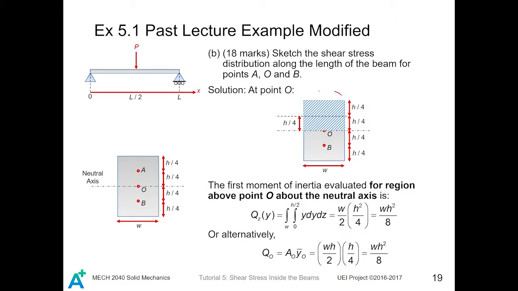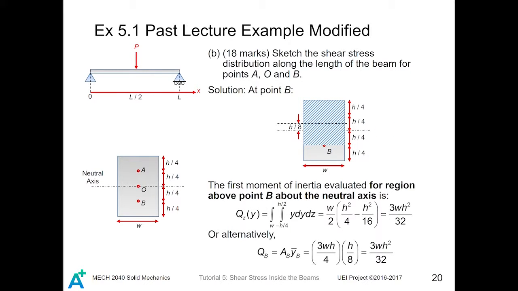At point O, rather similar. First, you find its area, which is wh divided by 2. Also, the axis of symmetry of the shaded area has a distance of h divided by 4 with respect to the neutral axis. Therefore, the first moment of inertia of the shaded area is given by wh squared divided by 8. At point B, the area is given by 3wh divided by 4, and the distance of the axis of symmetry of the shaded area with respect to the neutral axis is given by h divided by 8. The first moment of inertia is given by 3wh squared divided by 32.